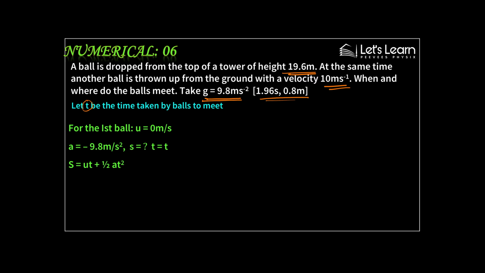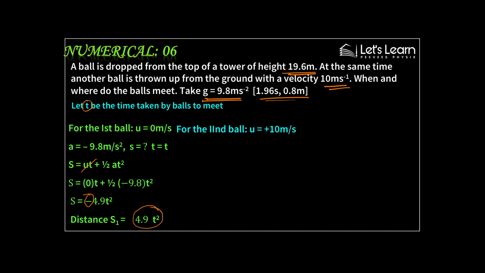s equals ut plus half a t square. Plugging the numbers, s is u, 0, disappears, half, a is minus 9.8, then t square. We get s as minus 4.9 t square. The negative sign shows that the first ball went down. So the distance is just, without the negative sign, a scalar, 4.9 t square.